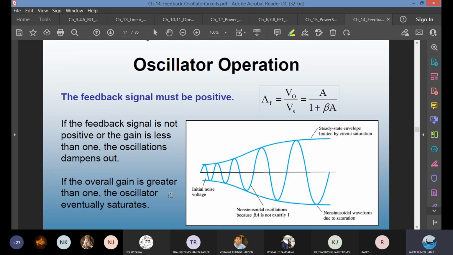About oscillator operation, the overall feedback signal has to be positive. If you don't have an overall positive feedback signal, or you have a gain less than 1, the oscillation will die. So you will have some oscillation in the beginning, after that it will die, there will be no output. If the overall gain is greater than 1, the oscillation will keep happening. At some point it will be saturated, which is all right, it's a steady state.